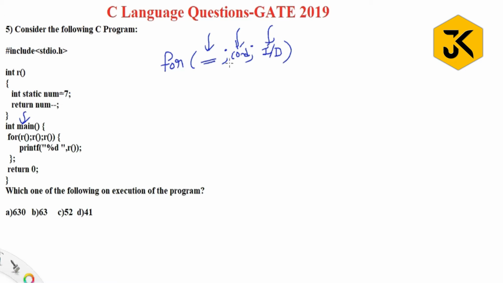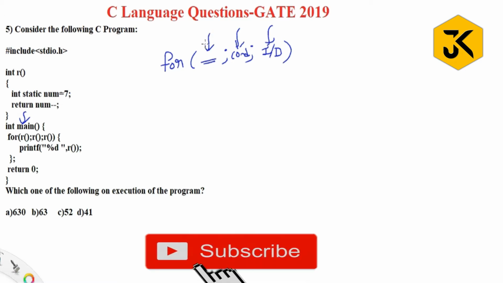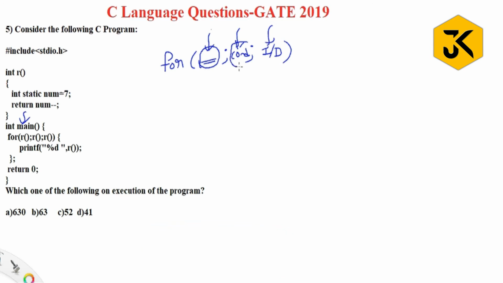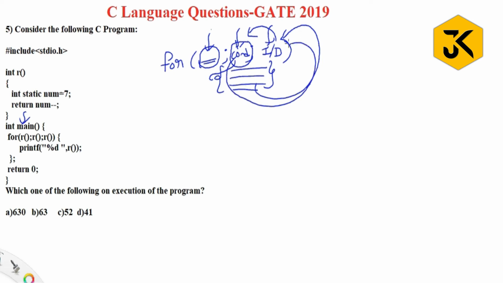How does this for loop execute? When it occurs for the first time, it executes the initialization statement. Then it checks the corresponding condition. Then immediately it executes its block of statements. After successful execution of the block of statements, it moves to the increment or decrement. Then it checks the condition, then the block of statements, then increment or decrement. Like this, it is going to execute.